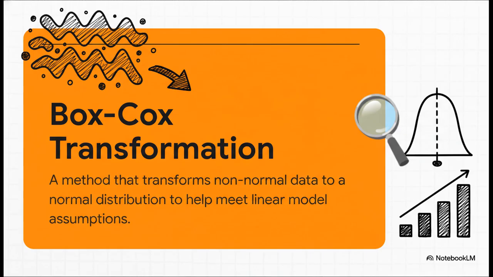The best way to think about it is as a pre-processing step. It's like a data shaping tool. It doesn't change your core information, but it mathematically rescales your data so it looks a lot more like a normal distribution. This allows you to meet those critical assumptions your models demand.